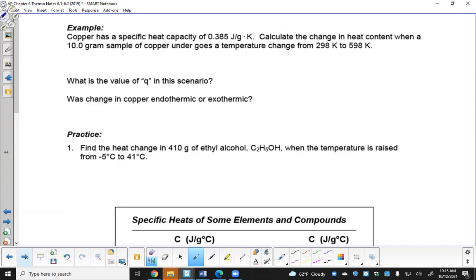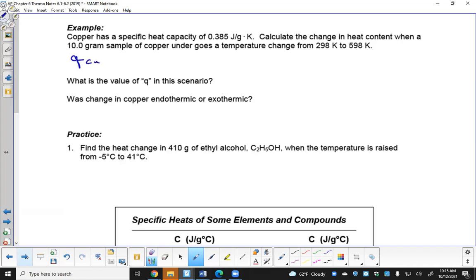Example number one says copper has a specific heat capacity of 0.385 joules per gram Kelvin. We want to calculate the change in heat content when 10 grams of copper undergoes a temperature change from 298 and it's heated up to 598 Kelvin.